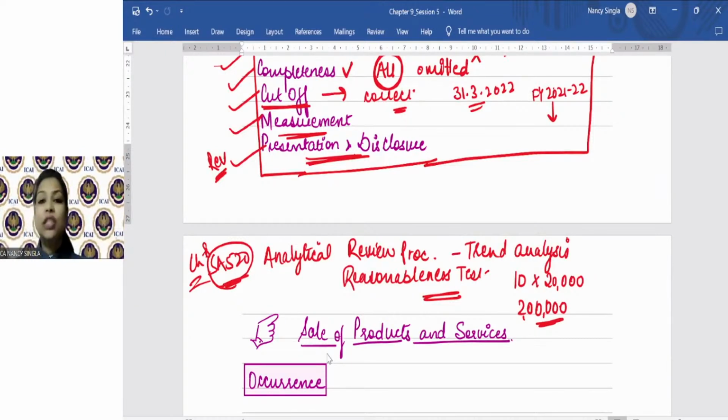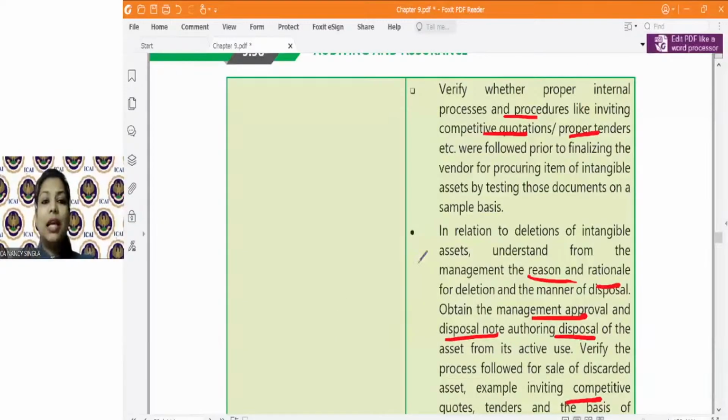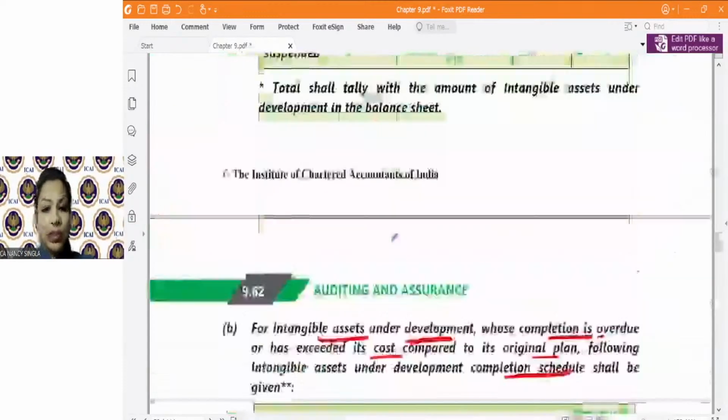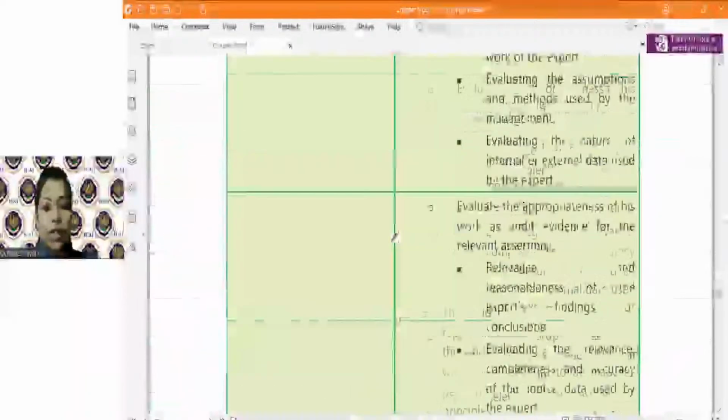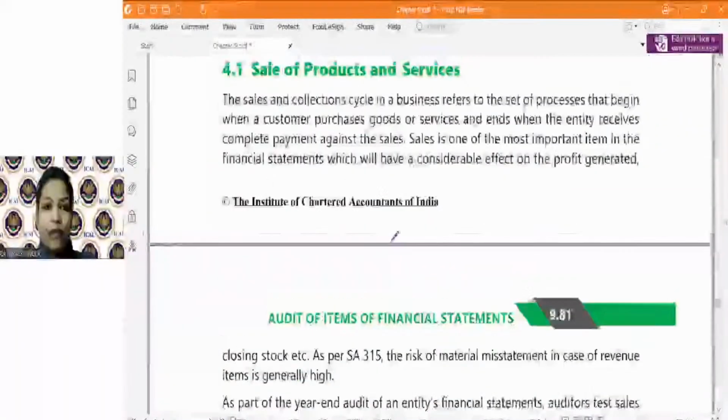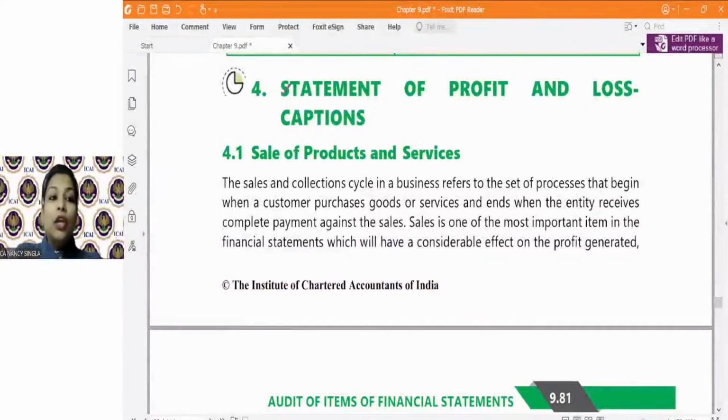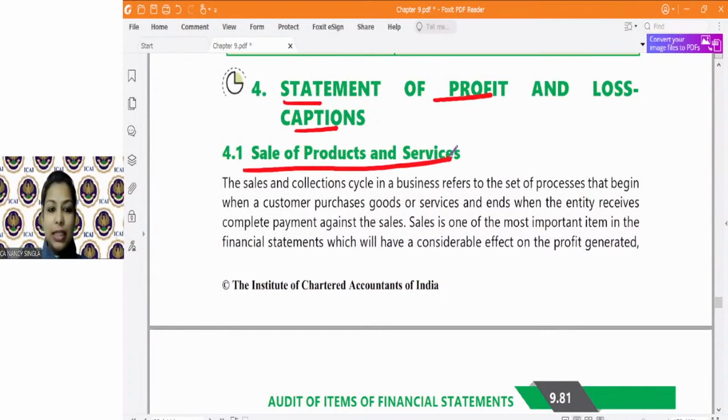Is it clear? So this was all about what? Obtaining a general understanding about the sales process that is happening in the client's organization and the internal control that has been implemented by the clients. Okay? Let us have a look at this from the module, and then we will start with the various procedures assertion wise. Okay? So what we are doing, provisions and contingent liability is left, that I'll be taking up after the break. So with respect to statement of profit and loss, first is sale of products and services. Okay?